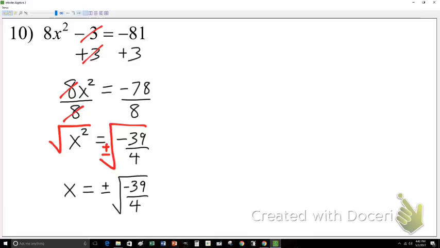Now this is not the form that mathematicians leave it in. So on the right here, let's go ahead and get it in the correct form. We have the square root of negative 39 over 4. We're going to take the square root down to both the numerator and the denominator. That's the first step. So take the square root down to the top of the fraction and to the bottom of the fraction.